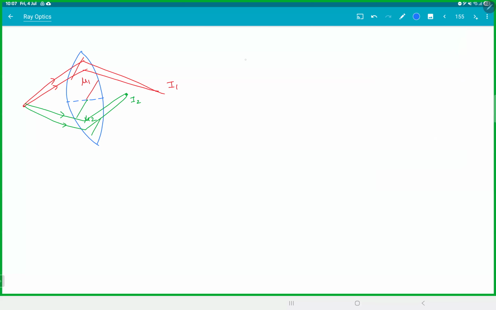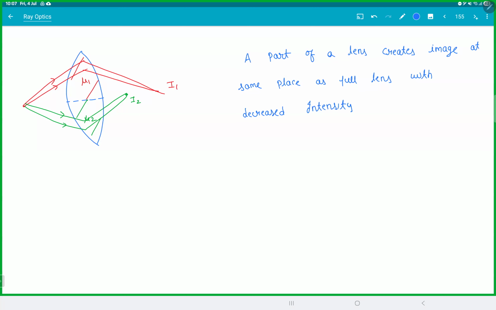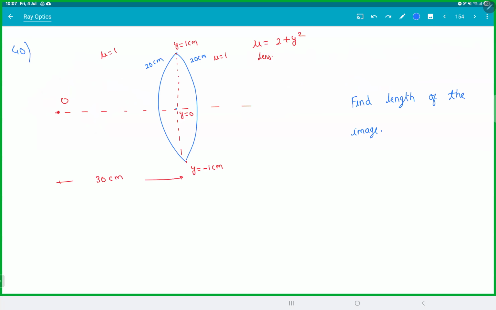So if you have a part of a lens, it will still create the image as a full lens, but with decreased intensity. A part of a lens creates the image at the same place as the full lens, with decreased intensity. So in our problem, this lens has infinite mediums, so you can just finish off with that.